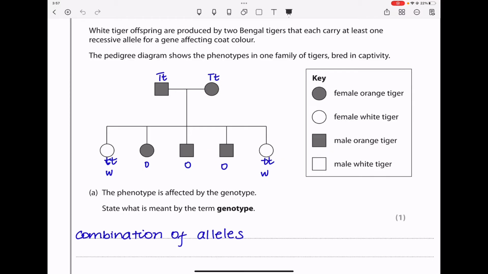This is a female orange tiger and that is a male orange tiger. So we can see both of these are orange, however they have children or offsprings that are white. So that means they are both heterozygous because they can produce offsprings that are white. So we can decode the genotype of the parents. We can also tell that this is orange, orange, orange, and this is going to be white.